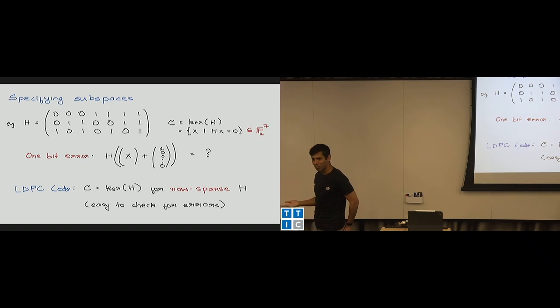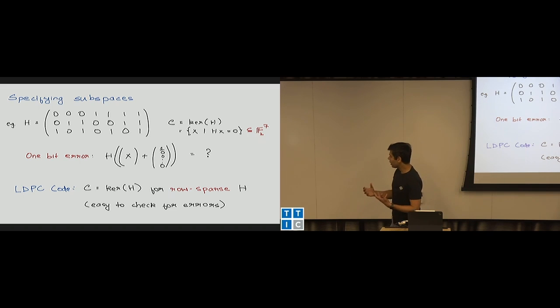So if I flip the ith position, h times whatever I had is just equal to the position that was flipped written in binary. So this matrix actually tells you which was the position that was flipped. You can fix it. It's very nice. It's called the Hamming code.